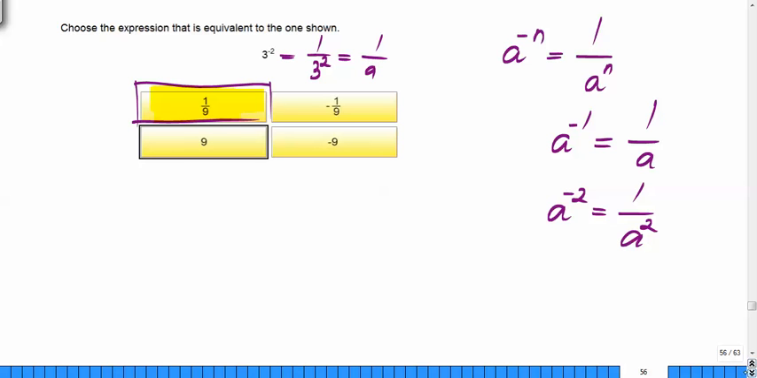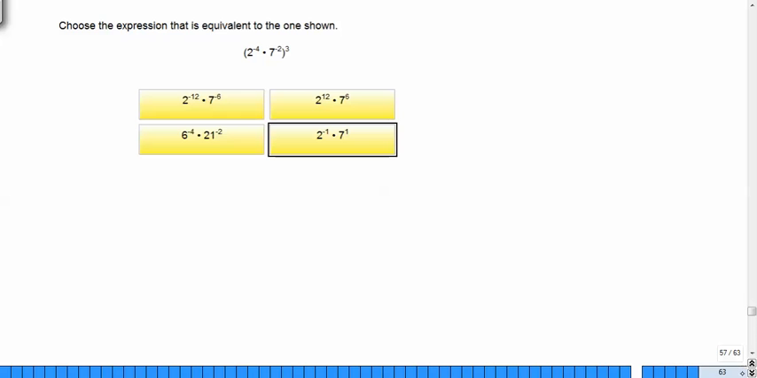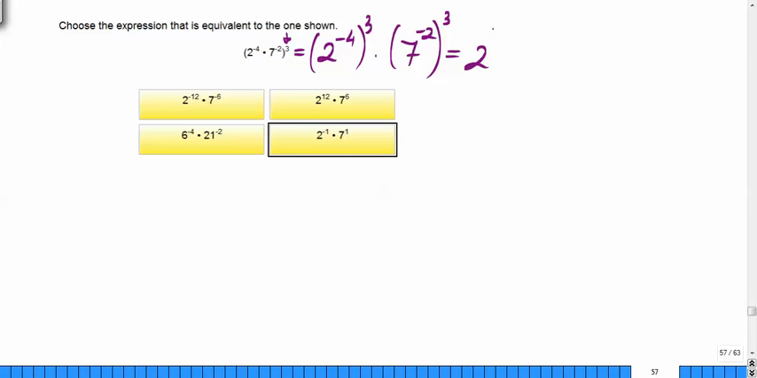Let's check another one. Okay, well, this is the same as the previous one. I'm not going to show the rule again, but remember, we have to raise every number in the parentheses to that power, which is the third power, this one right there, okay? And this will be multiplied by the second number, which is 7 to the negative 2, everything to the third power. Now, powers of powers, you multiply your exponents, would be 2 to the negative 4 times 3, right?